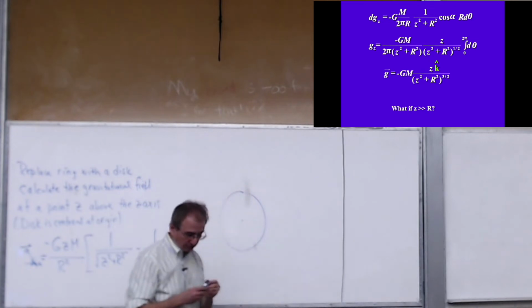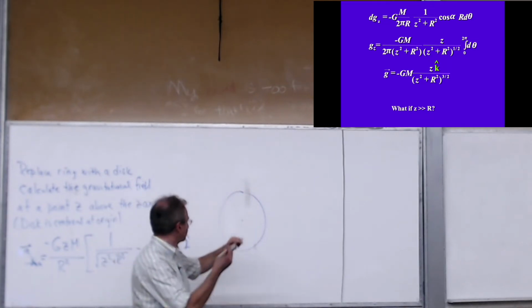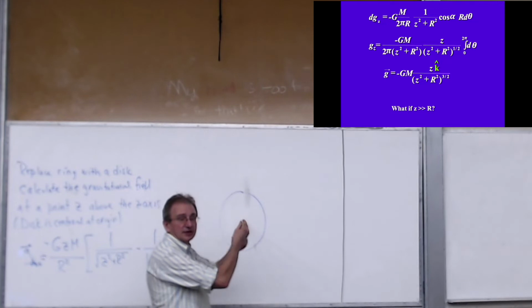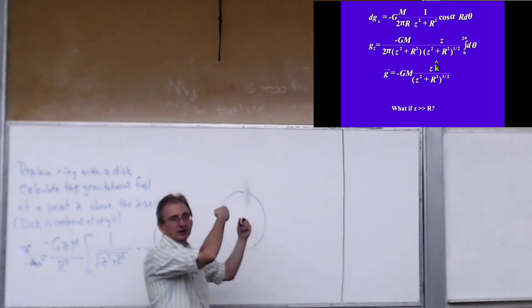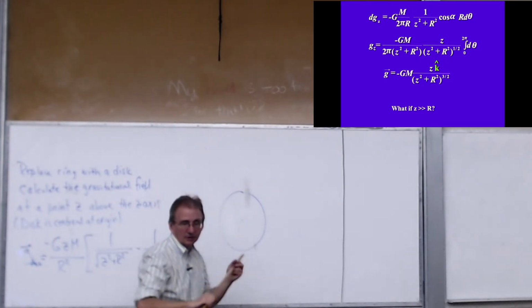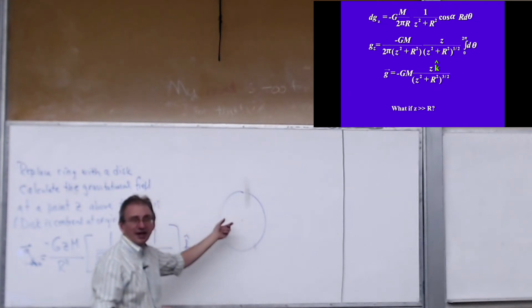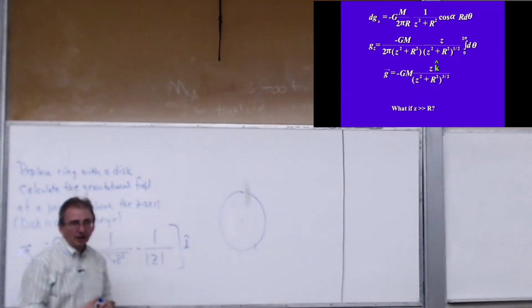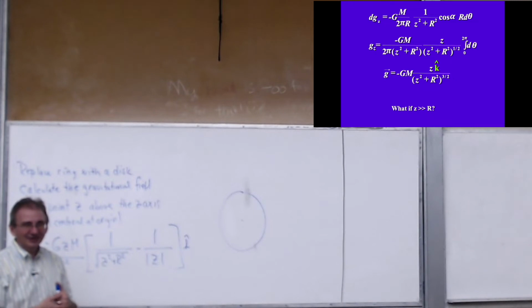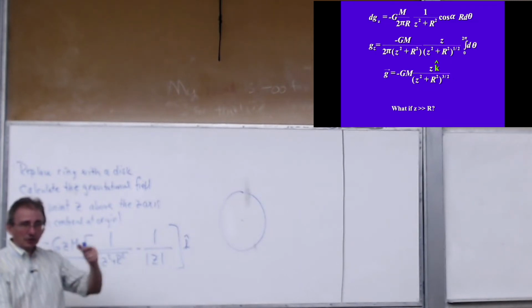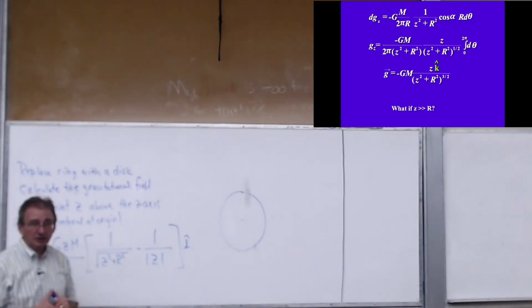So here's the disk, and here's the z axis. That's positive z. The field points that way, so that's the negative z, because that's where it's located. It's located at the origin. If we were below the origin, then we'd be in the positive z direction.